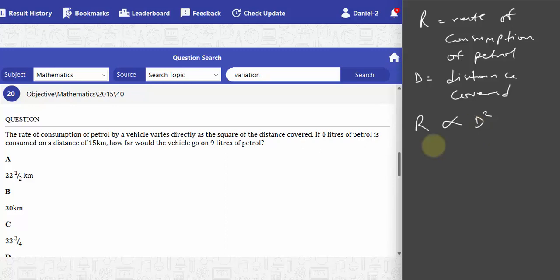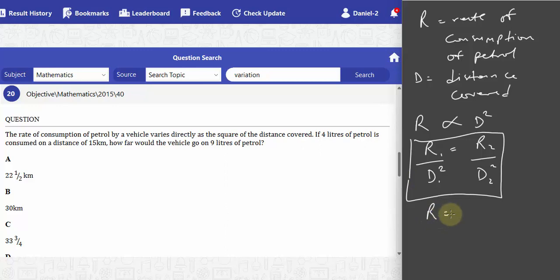Now the next thing I want to do is to determine the constant. So there are two ways. You can go the route of the constant, or you can use the shortcut I just told you of. If you want to use the shortcut, you could just say R1 over D1 squared equals R2 over D2 squared. But let me go the route of calculating the constant. So to do that, you need to turn this into a formula, which is R equals KD squared. So now we've got the formula.